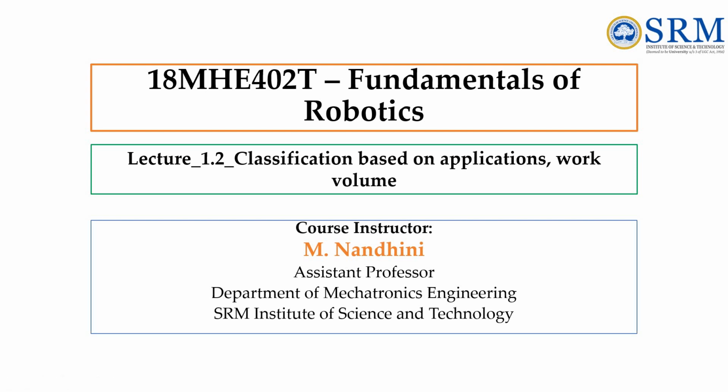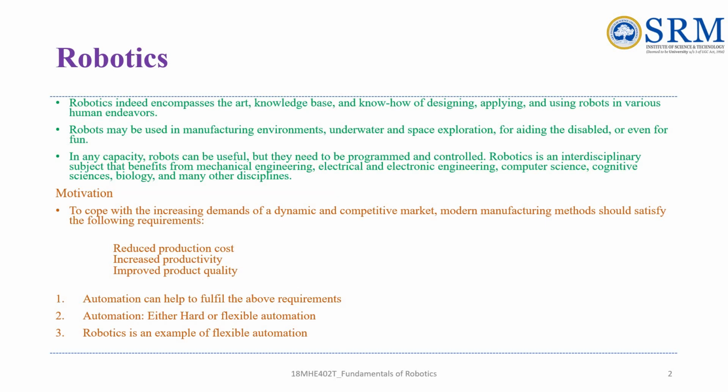Hello everyone. In this video, we will explore the classification of robots based on applications and based on kinematics, that is work volume. So first we will see what robotics is. Robotics is about the science and practice of designing, using and programming robots for various tasks. These tasks can range from manufacturing and exploring harsh environments to helping people and just having fun with robots. The field of robotics brings together knowledge from many areas like engineering, computer science, biology and more.